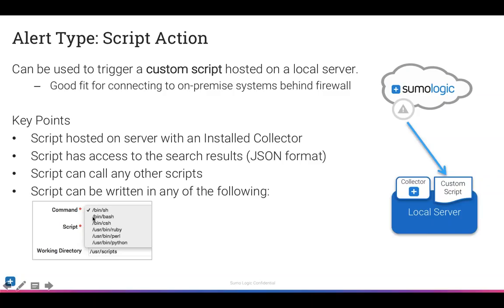Essentially, when you create that script, you tell us what it is written on, where that script resides, and if there is any working directory where you want us to drop off that JSON formatted file so you can have those results. So you have the ability to create a custom script that can be triggered by the alert. That script is usually a good fit when you want to connect to on-premise systems that might sit behind a firewall, like in this case.